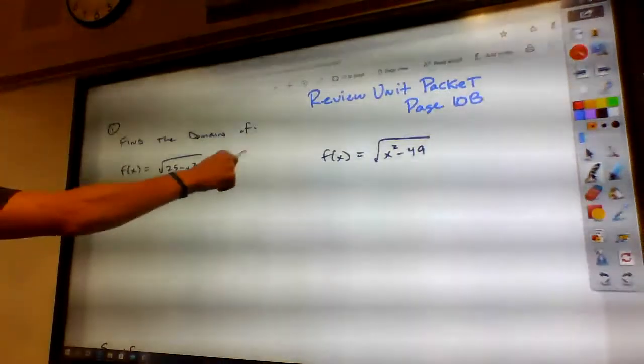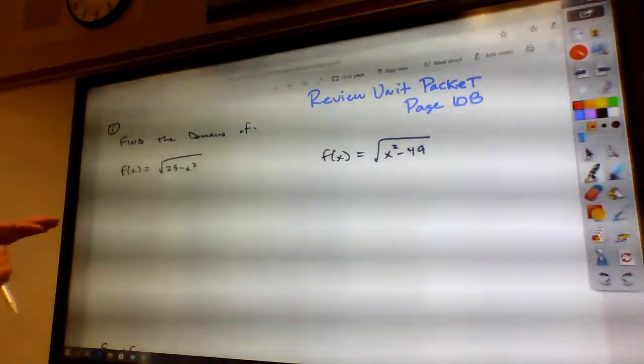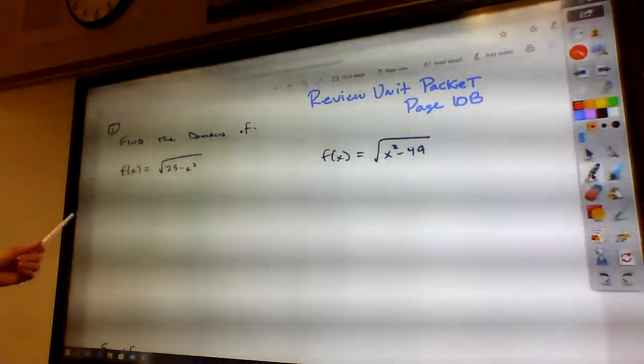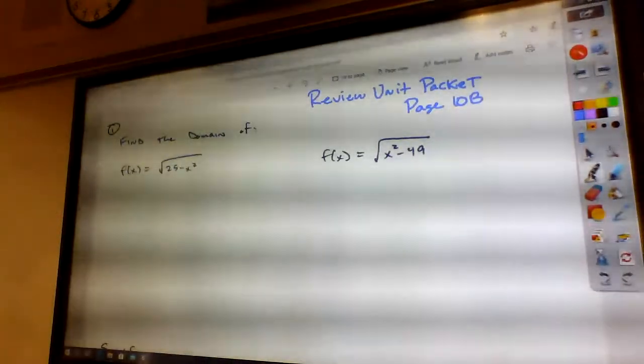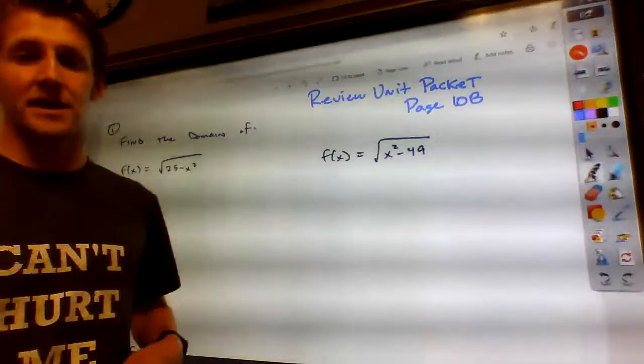Anyway, folks, what I have here is your review unit, page 10 paper. This is in your review unit packets for fall 2020. This is page 10B. Find the domain of those two functions right there. This is being made before.